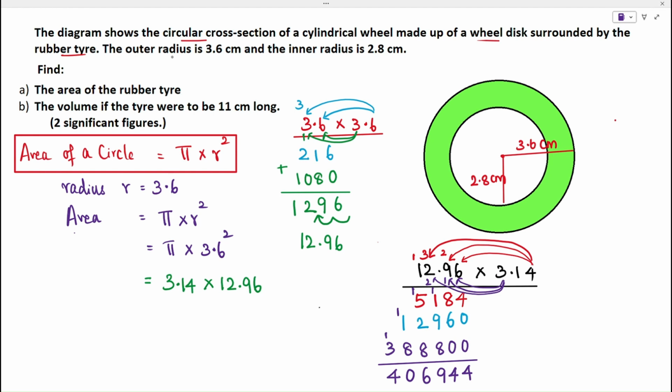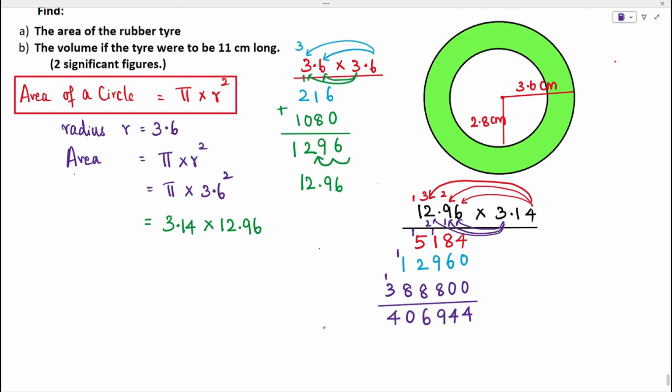Now in our number here, there are 4 numbers on the right hand side of our decimal point. So we're going to move 4 values across, and we're going to put our decimal point. So our area for our outer circle is 40.6944.